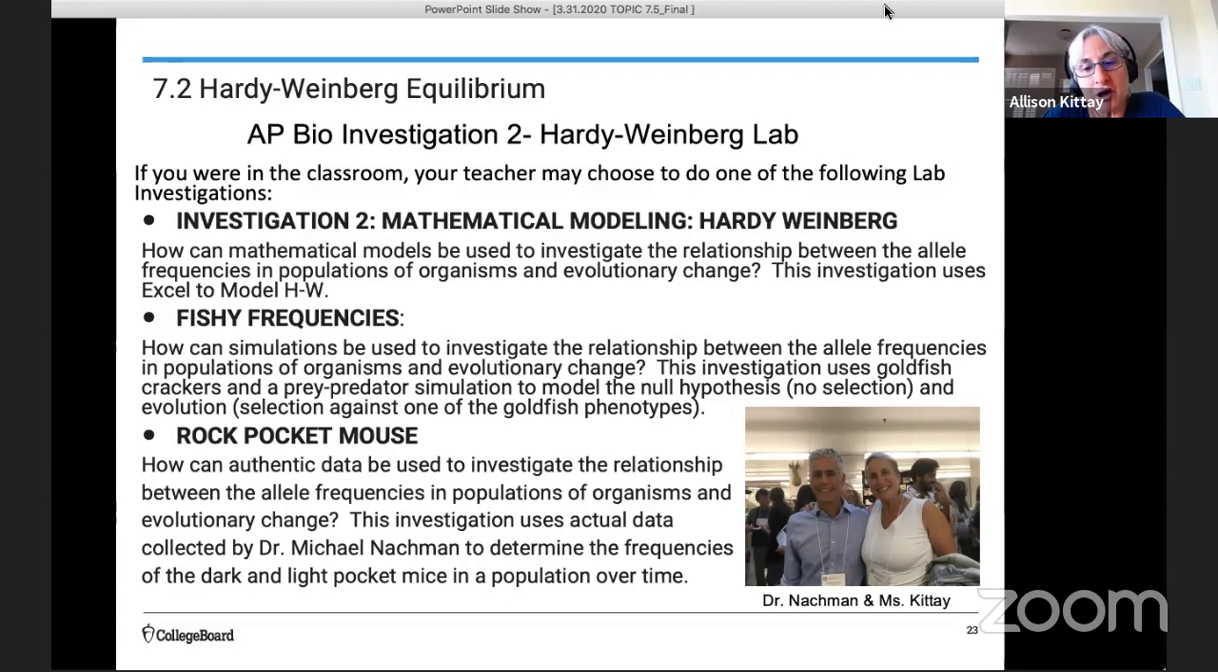One little personal note, turns out that Dr. Nachman and I were classmates back in the Paleozoic era at UC Berkeley. We took a vertebrate zoology course together. There was a recent reunion, so I was kind of a fangirl and got my picture taken with him. So that was pretty cool. All right, so any of these three are labs that you could do to investigate the Hardy-Weinberg equation.